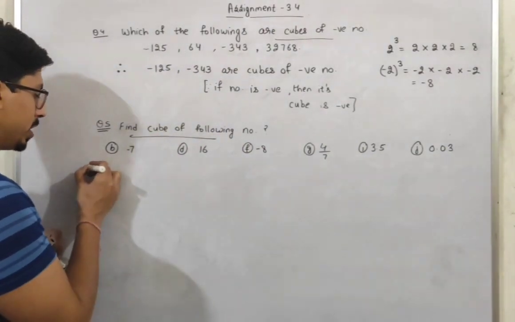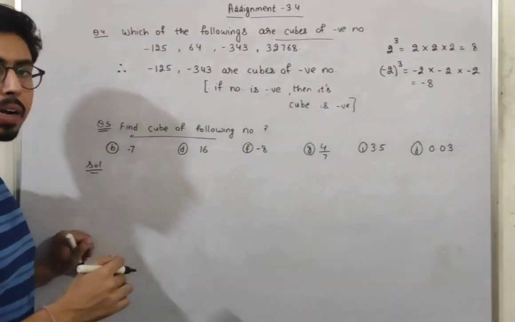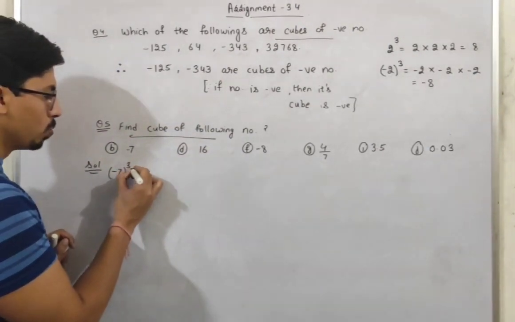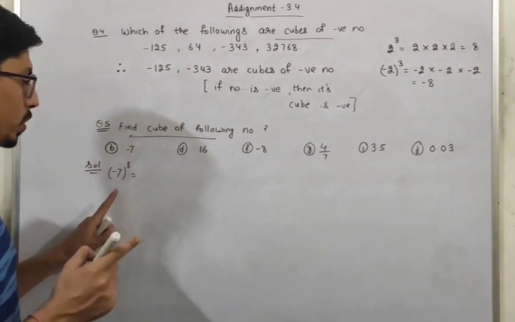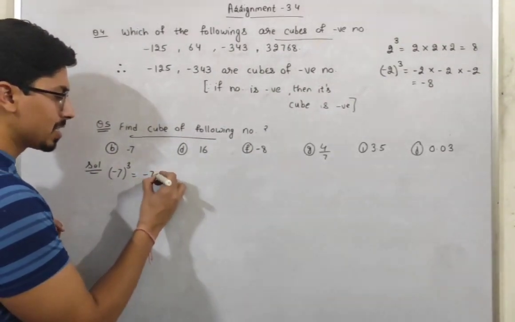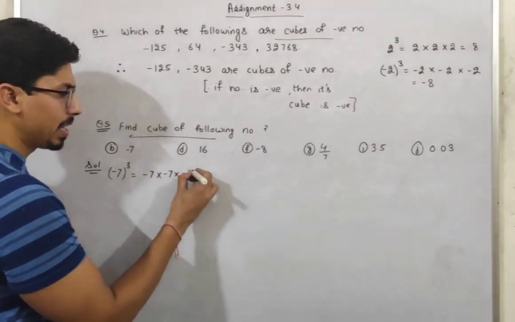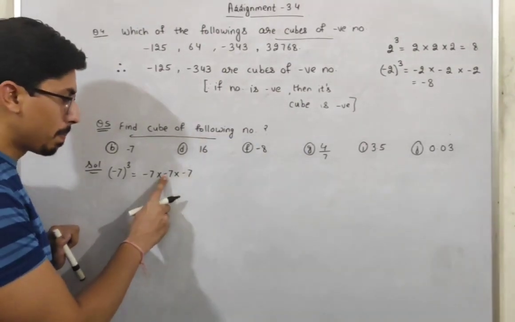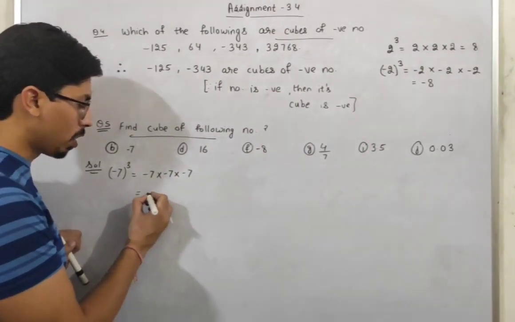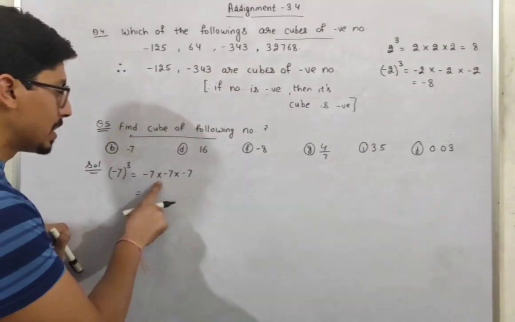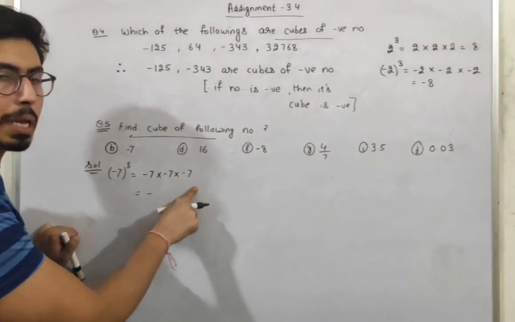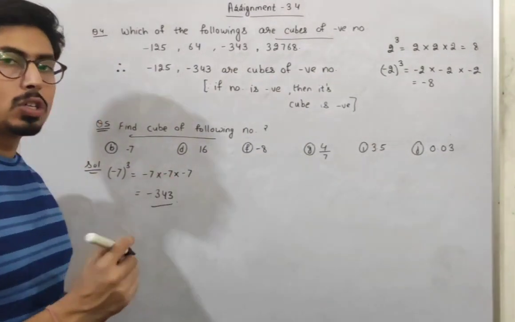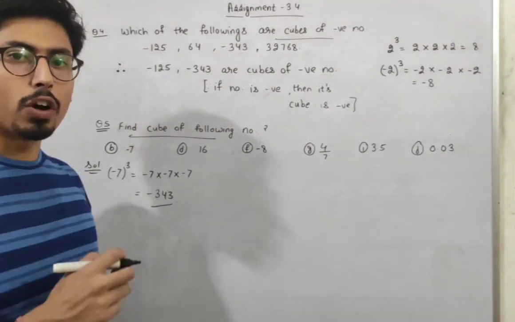Okay. See, students, the solution of B part, we have minus 7, and we have to find minus 7 cube. See, students, minus 7 cube can be written as minus 7 times minus 7 times minus 7, students. Okay, so minus times minus will be plus, and plus times minus will be minus, so the overall answer will be negative. Okay, 7 7s are 49, and 49 when multiplied by 7, it will be 343, students. Okay, so the cube of minus 7 will be minus 343.